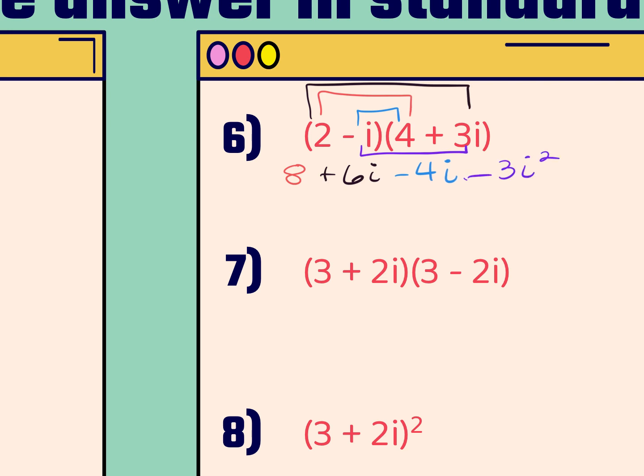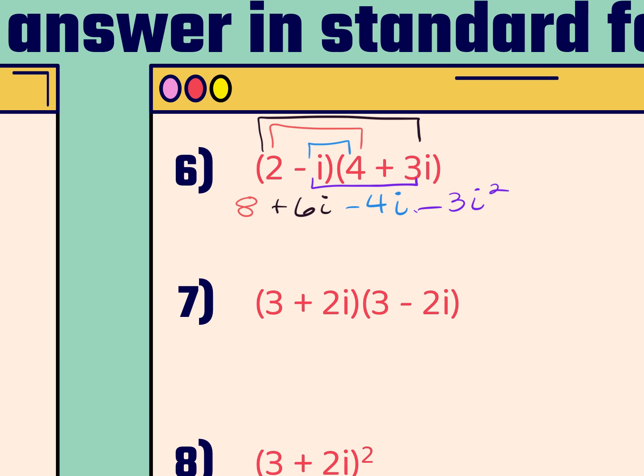Now remember, whenever you end up with an i squared, we need to replace it with a negative 1. Because remember from the beginning, I told you that i squared equals negative 1. So I'm going to replace this i squared with a negative 1. I'm going to also combine my middle terms here. Positive 6i minus 4i. And this is going to give me 2i. And then I still have that 8 in the front.